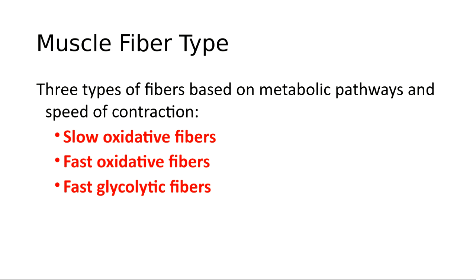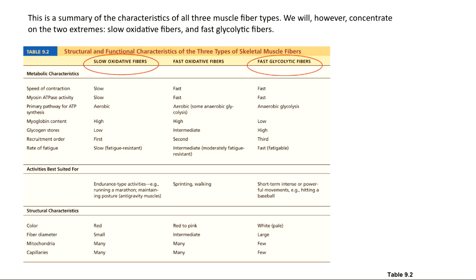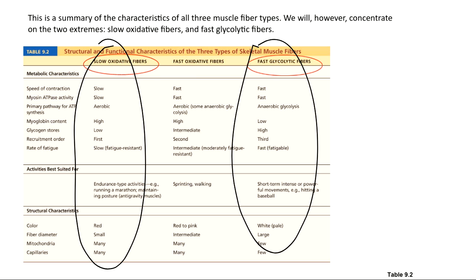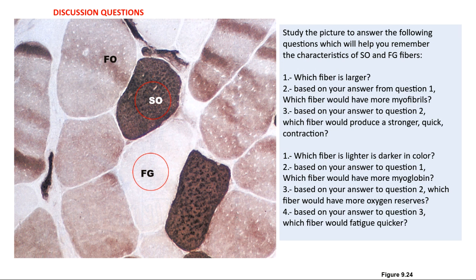So at this point, you have 2 choices. You can memorize the characteristics of each, these and these, or you can use what you already know to very quickly come up with the characteristics of each. So this is a slow oxidative fiber. This is a fast glycolytic fiber. When you look at this picture, the most striking thing you see is the difference in color between the 2 of them. One is light, the other one is dark.